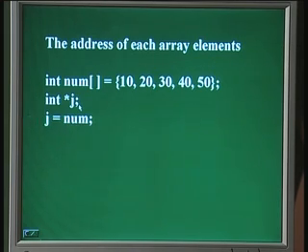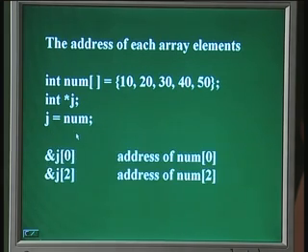And now I make j equal to num. This statement basically means that j would point to the base address of the array num. As I said, num is an array, but it's also a pointer to the base address, right? So j is a pointer, and now it's pointing to the base address of num.